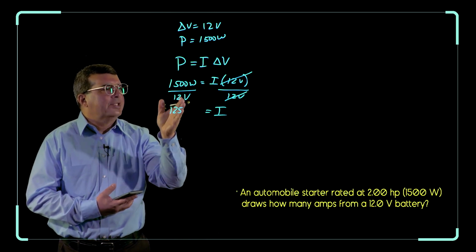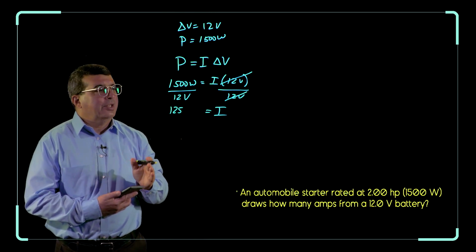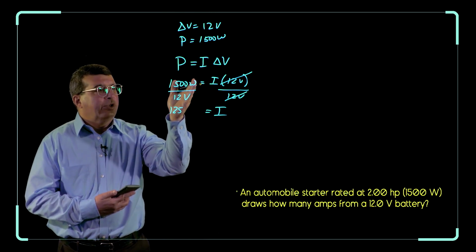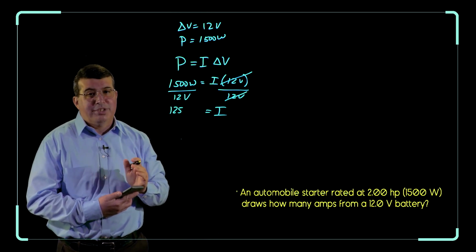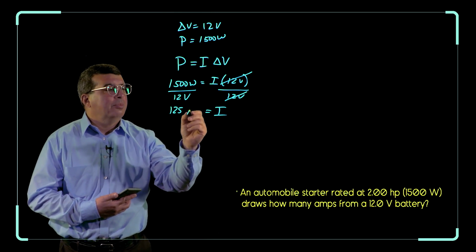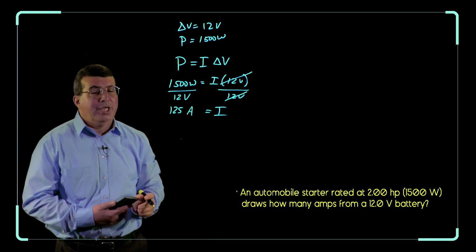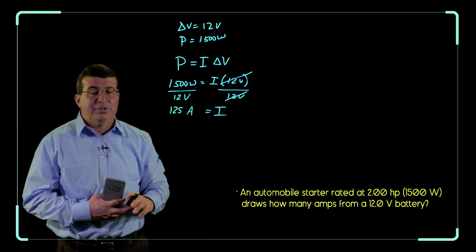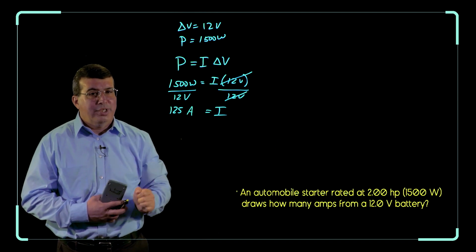And I have watts and volts. Well, that must give us a unit of ampere. Since this is our basic metric unit of power, and our basic metric unit of voltage, it must give us our basic metric unit of current, which would be an ampere. So that battery has to be capable of putting out 125 amperes, at least for that short period of time while you're starting your car engine.